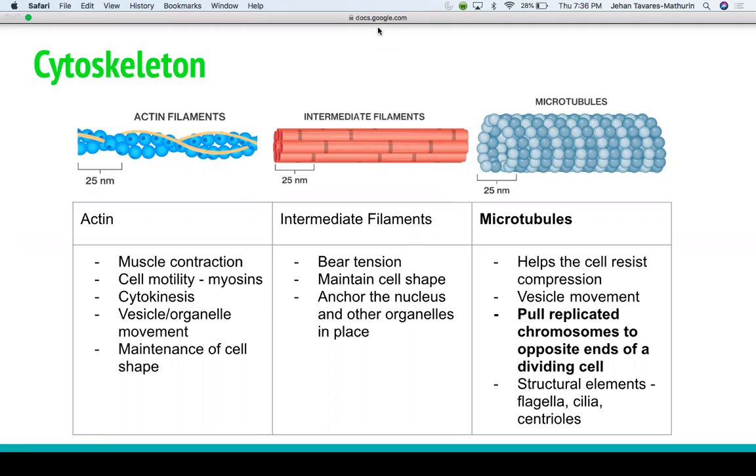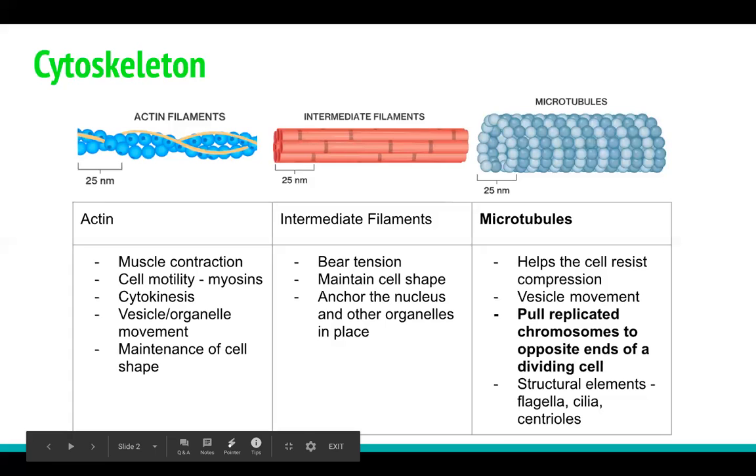And then the only other thing with microtubules is that they're going to be structural elements for things like cilia, which you find in the linings of the gut and inside the lungs. And they're going to be used for flagella by smaller cells. So they're going to be used for movement, and then they're also going to be found in centrioles. I think that's all I have for that.